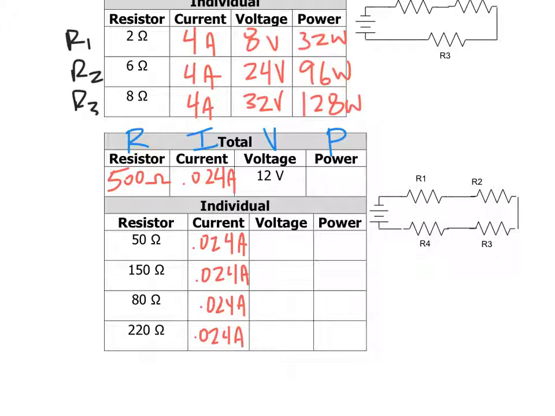Okay, the next step is finding voltage. Voltage is I times R, so 500 times 0.024 should give you 12. 50 times 0.024 should give you 1.2. 150 times 0.024 should give you 3.6. 80 times 0.024 should give you 1.92. And lastly here, 220 times 0.024 will give you 5.28.